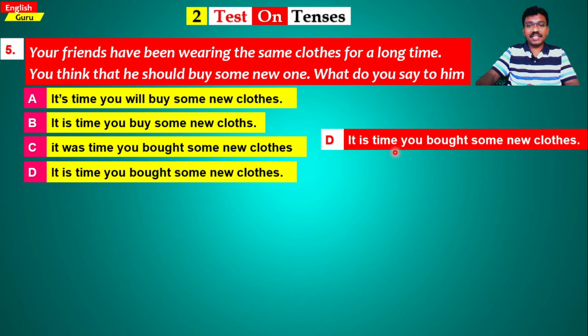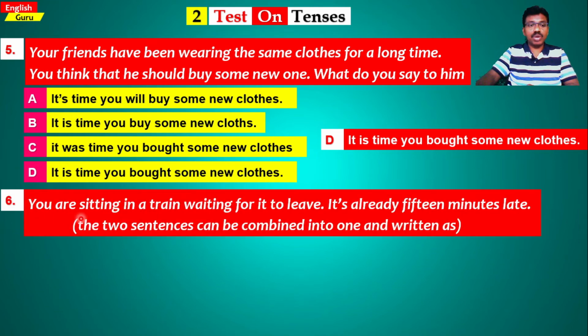So option D, it's time you bought some new clothes, is the right answer for this question. Let's see the next one. You are sitting in a train waiting for it to leave. It's already 15 minutes late. So this is the question. What you need to do?